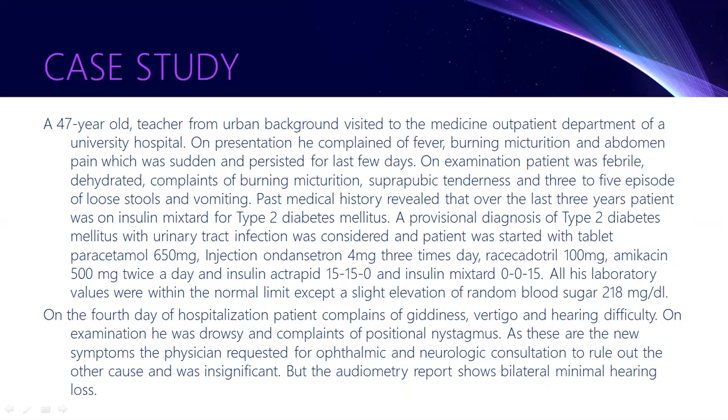All his laboratory values were within the normal limit except a slight elevation of random blood sugar, 218 mg per dl. On the fourth day of hospitalization, the patient complained of giddiness, vertigo, and hearing difficulty. On examination, he was drowsy and complained of positional nystagmus. As these are new symptoms, the physician requested ophthalmic and neurologic consultation to rule out other causes, which was insignificant, but the audiometry report showed bilateral minimum hearing loss.